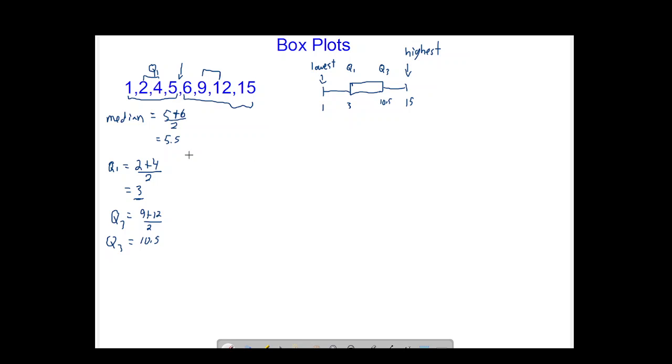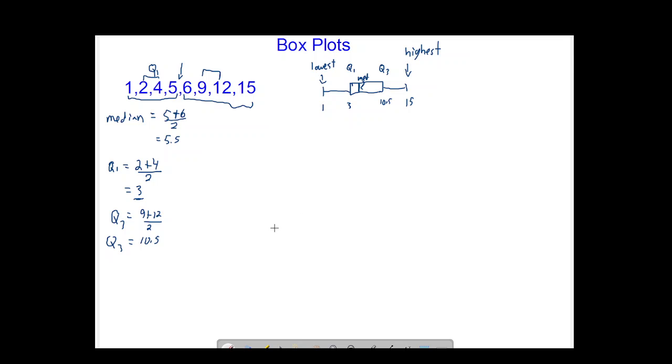And then finally, we need to include our median. So our median, we just show a line where the median would be. So 5.5 is closer to 3 than it is 10.5. Ideally, you do this on a piece of graph paper, but if you're just doing it rough, this would sort of work as well. So here's our median, which we could also call Q2 right here, this little line. So that's a box plot.